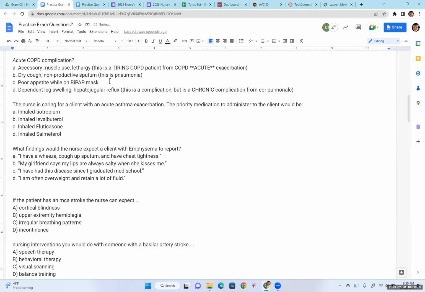All right, poor appetite while on BiPAP mask, deal with it. All right, it's not an acute complication. Yes, COPD exacerbation can lead to that, right? It can be on BiPAP for a while.